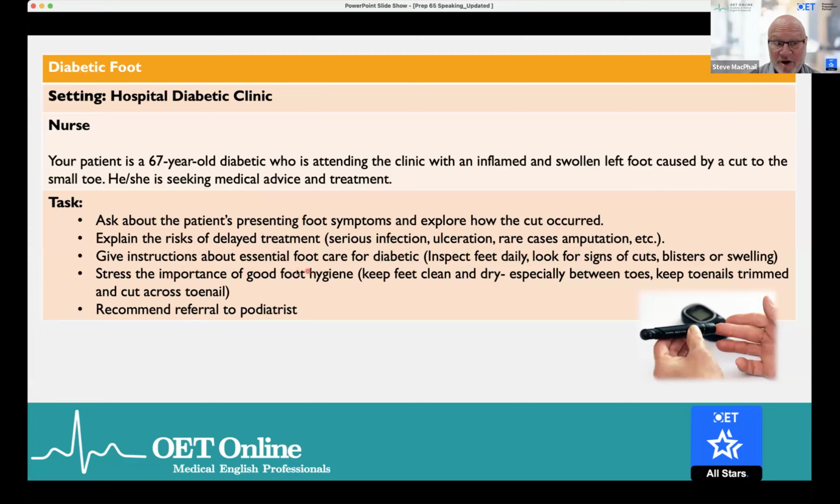You've got to give instructions on foot care for diabetic patients, inspecting the feet daily, looking for signs of cuts, blisters, swelling. And you've got to stress the importance of good foot hygiene. Now, you don't have to create that. They tell you what good foot hygiene is: keeping the feet clean and dry, especially between toes, keeping the toenails trimmed, and so forth, right? So all that information is there to help you in your communication. Lastly, recommend referral to a podiatrist.